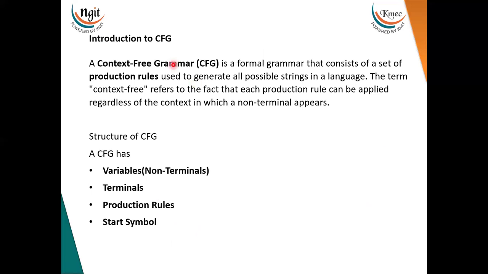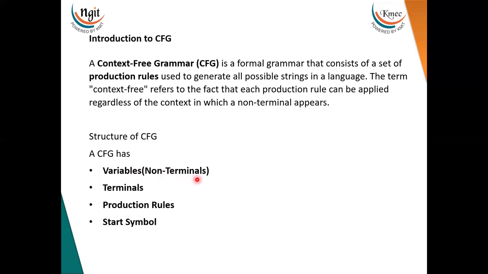introduction to context-free grammars. A context-free grammar is a formal grammar that consists of a set of production rules used to generate all possible strings in a language. The term context-free refers to the fact that each production rule can be applied regardless of the context in which a non-terminal appears. Following are the key components of a context-free grammar.